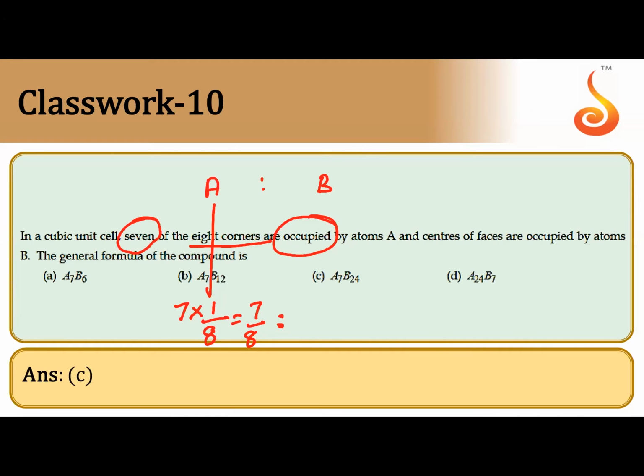According to B, B is occupied by centers of faces. Centers of faces means B will have 1 by 2 into 6, that's equal to 3. So therefore, you will get 7 is to 24. That is the ratio between A is to B. So A7 B24 is the formula. Therefore, option C is correct.